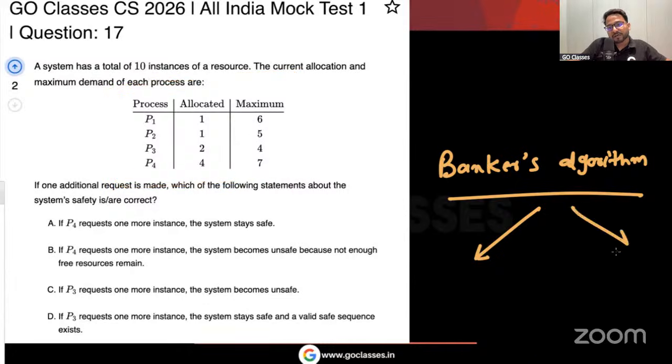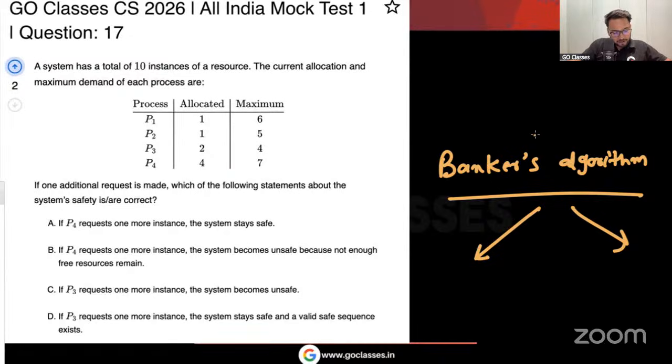The second type of question is: given the system, I'm not asking whether it is safe or unsafe. Let's just assume that they have already calculated that it is in a safe state. Given the system, if some other process makes some more requests, let's suppose P4 is requesting some other instances, then after granting, will the system be in a safe state or not?